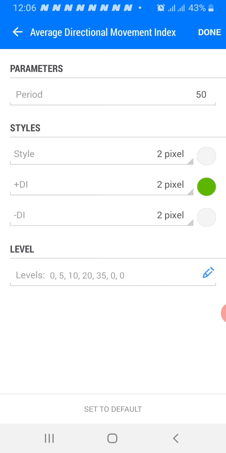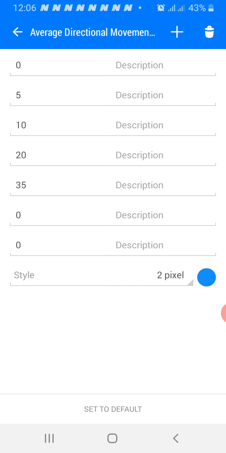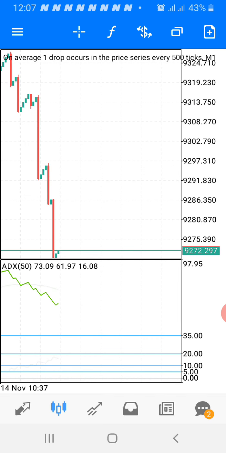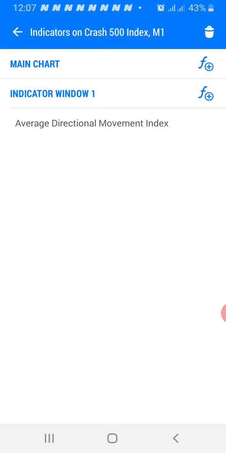Then the levels should be 0, 5, 10, 20, 35, just like this. So this is how you can set your levels. You click the add button, then write the number you want to add at your levels. Then the style, it should be 2 pixel. You take a color of your choice, but I'm using blue. Then you click done.